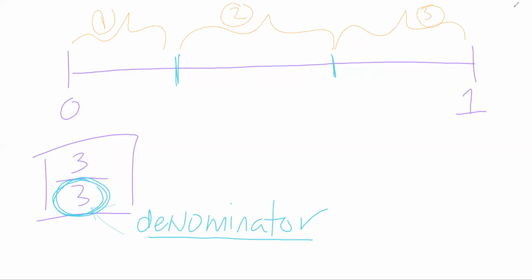And so now let's kind of label those parts. So this one is 0 out of 3, right at the beginning. And this is 1 out of 3. And this is 2 out of 3. And this is 3 out of 3. This is all of it.